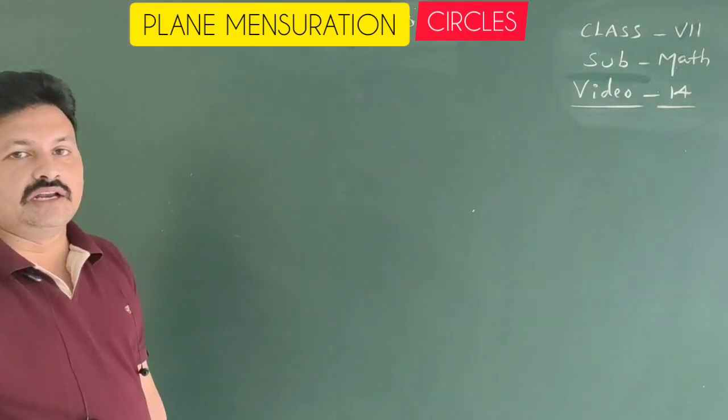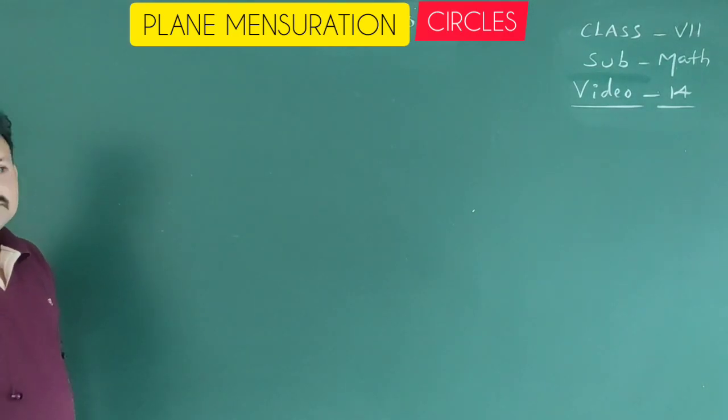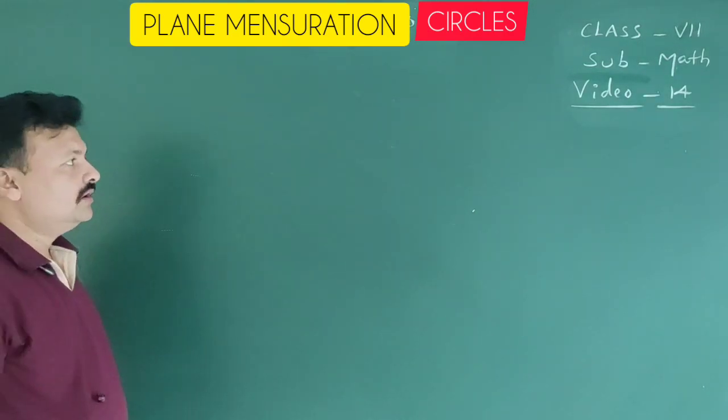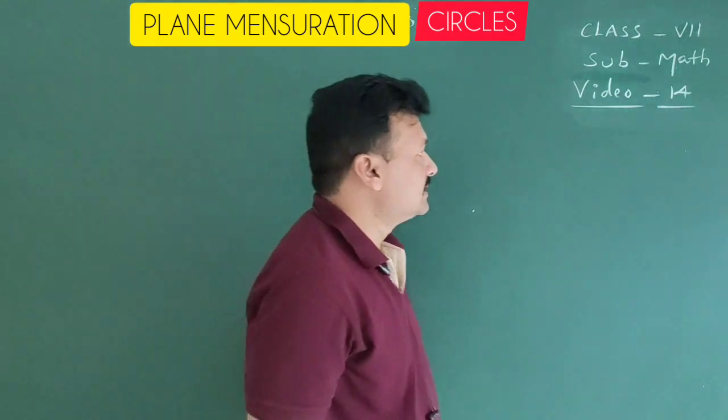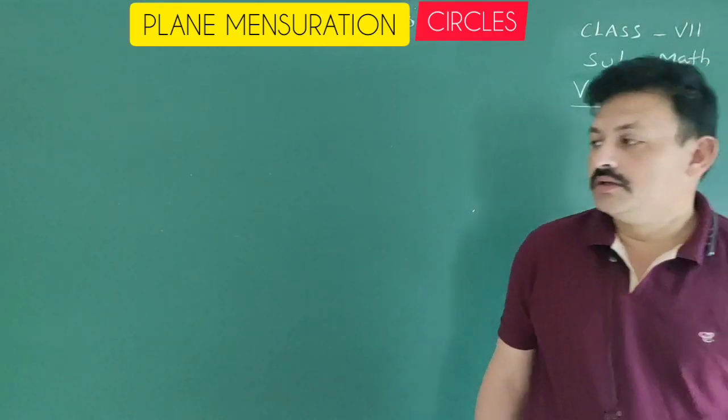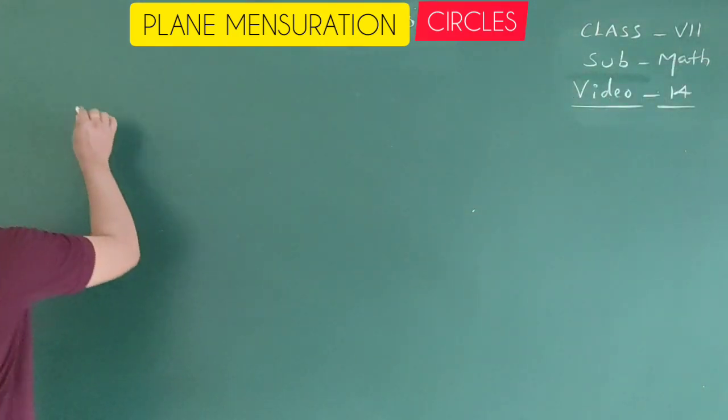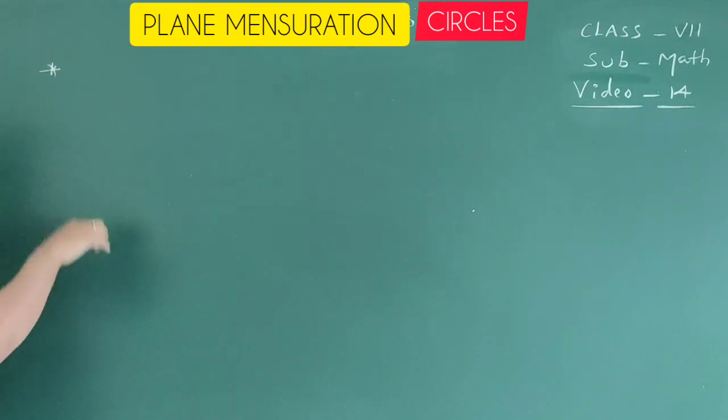In the previous video, we discussed the problems based on area and circumference of the circle when radius and diameter are given. In this video, we have to discuss the problems based on circumference given and area given. Applications of area and circumference of circles and semicircles, quadrants, whatever it may be.